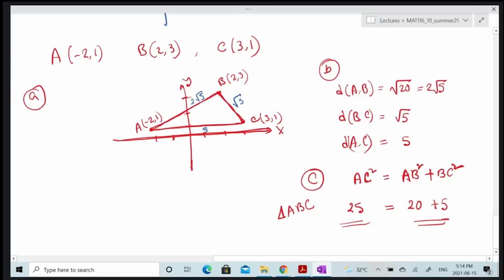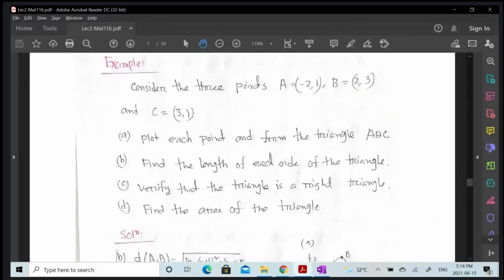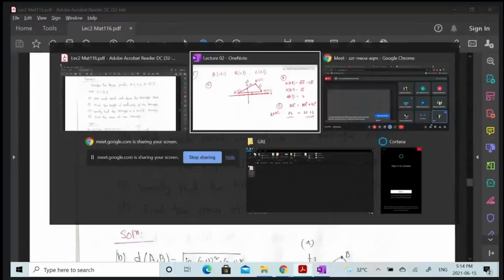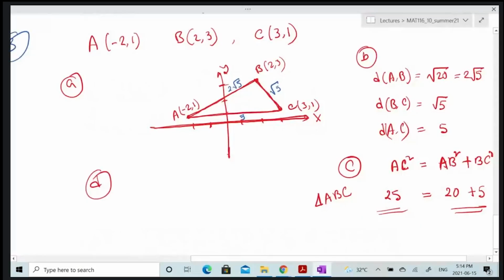That's it. And part 4 tells us: find the area of the triangle. You remember the formula for the area? Half into base into height. Remember that the angle opposite the hypotenuse is the right angle. So you can call either AB the base and BC the height, or similarly BC the base and AB the height. It doesn't matter.